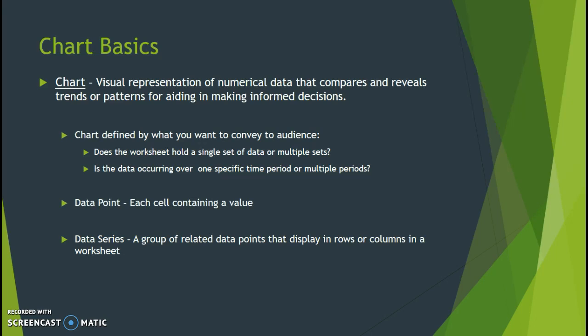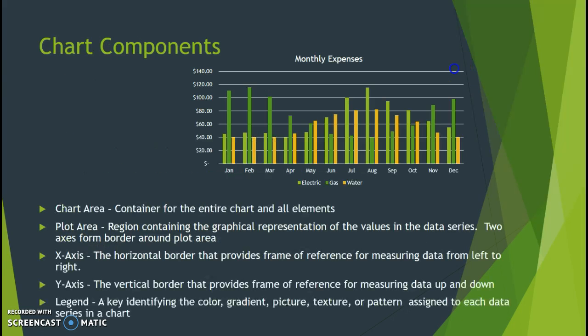And you do that by selecting the data, and we'll go through that a little bit later on in the video. But I want to cover some of the basics here. The first component of the chart, or the first input of the chart, is the data point, and that would be considered each cell containing a value. In addition to the data point, you also have what is called a data series, and that is a group of related data points that display in rows or columns in the worksheet.